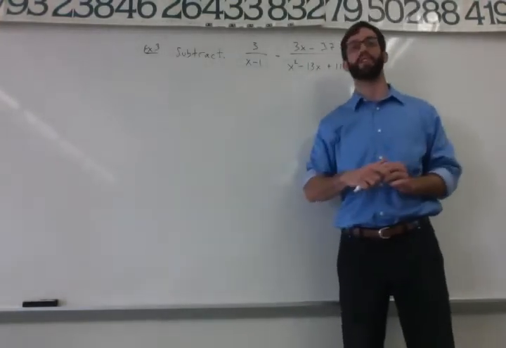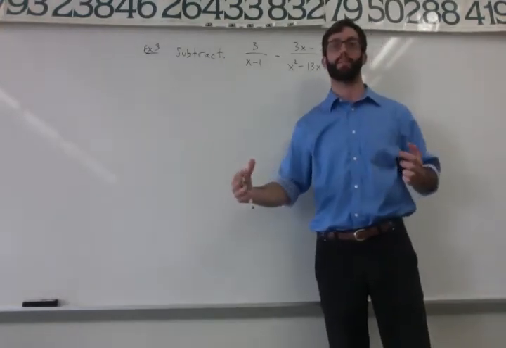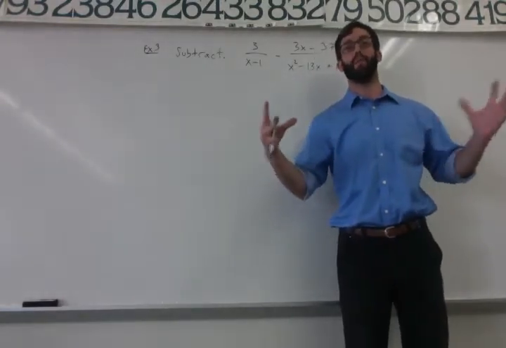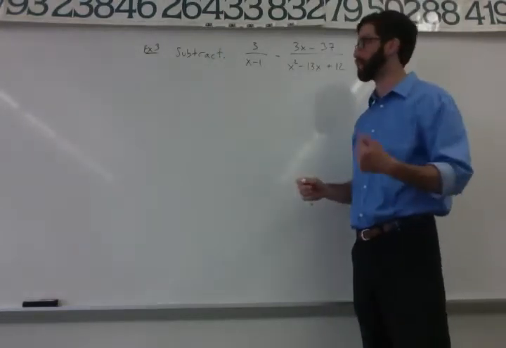When we're subtracting fractions, as you know, we have to get a common denominator. If this was addition, it would be the same exact first step. Find the common denominator, and then we're going to rewrite the fractions as one fraction after they have the common denominator, and then we can simplify it if we can factor.